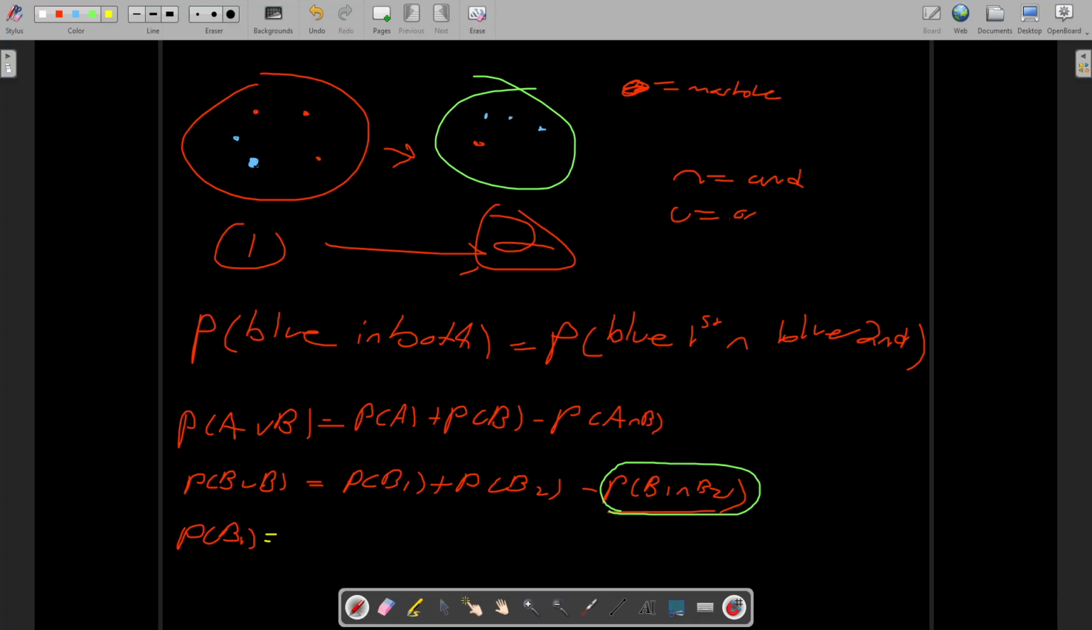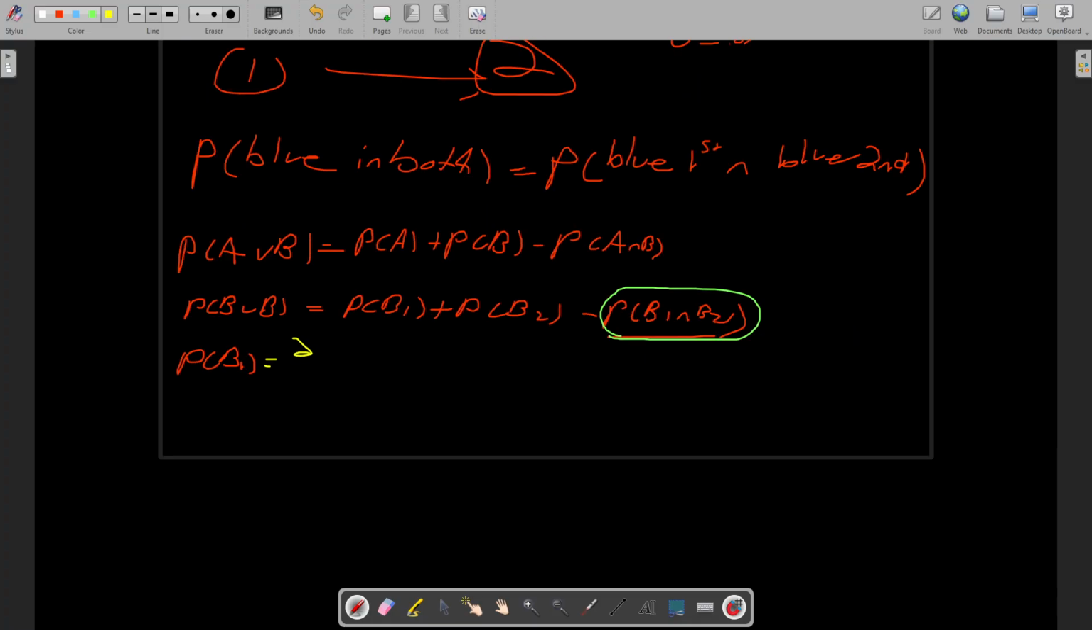So we see that we have 2 blue and 3 red. So you might be thinking, well, 2 over 3. Well, no, because we have to add them up. So there's 5 marbles, and there's only 2 blue ones. So the chance that you draw a blue marble is 2/5.